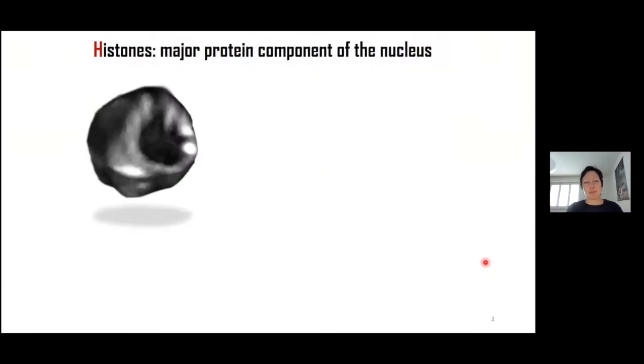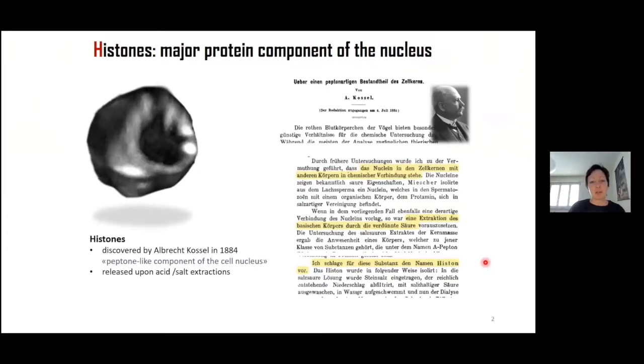Okay, so histones are a major component of the nucleus. They were discovered already in 1884 by Albert Kossel. At that time, the existence of nucleic acid had just been discovered, and people were still in the search of how heredity could be conveyed from one generation to the other, how the genetic information was organized in the cell. And a lot of biochemical experiments were conducted at that time to extract the basic components of the cells and of the cell nucleus.